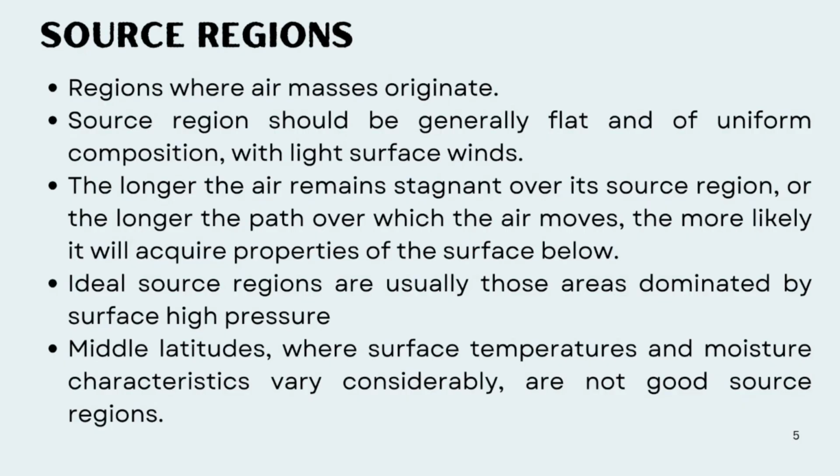Third, the longer the air remains stagnant over its source region, or the longer the path over which the air moves, the more likely it will acquire properties of the surface below. Fourth, ideal source regions are usually those areas dominated by surface high pressure, which include the ice and snow covered Arctic plains in winter and subtropical oceans in summer.